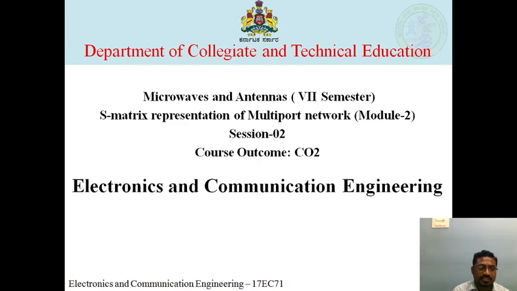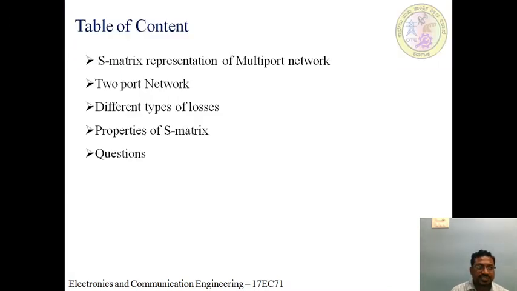So in this session, I am going to explain S matrix representation of multiport network of module 2 for the microwaves and antenna subject. It covers the course outcome CO2. And in this session, I am going to explain the S matrix representation of multiport network and the two-port network theory, and the different types of losses and properties of S matrix, and some questionnaires.